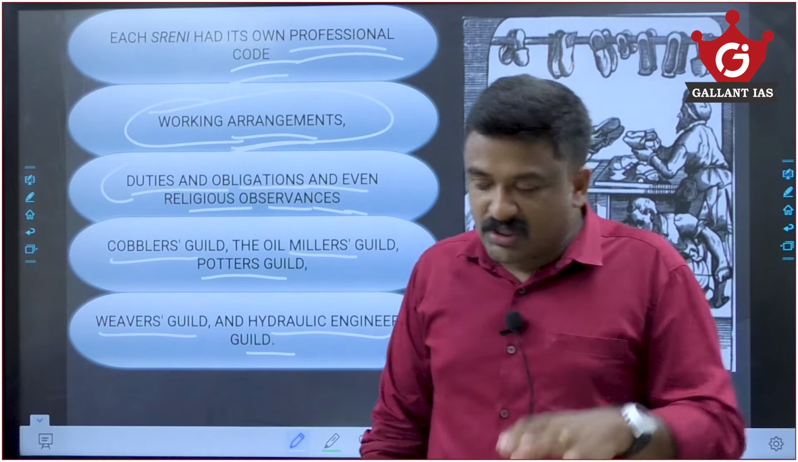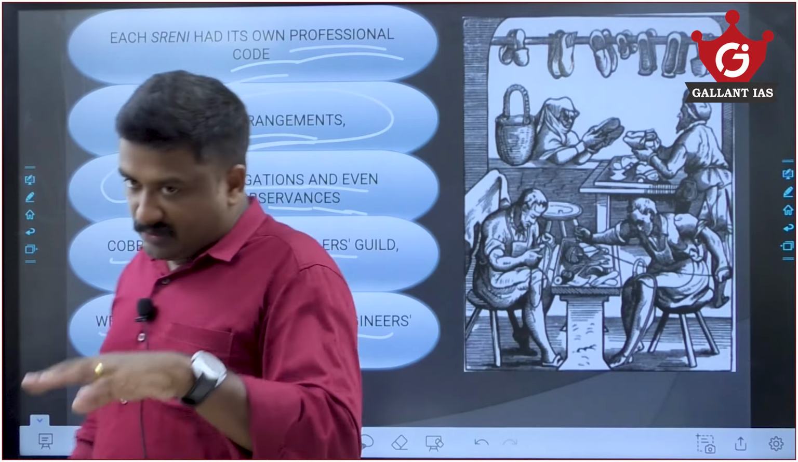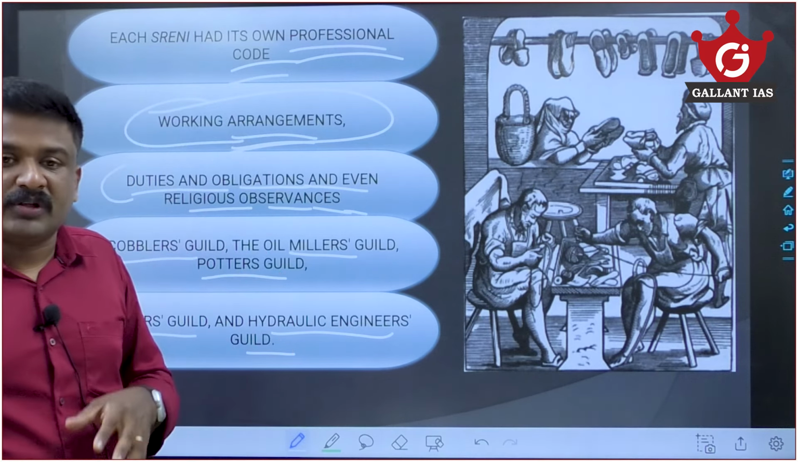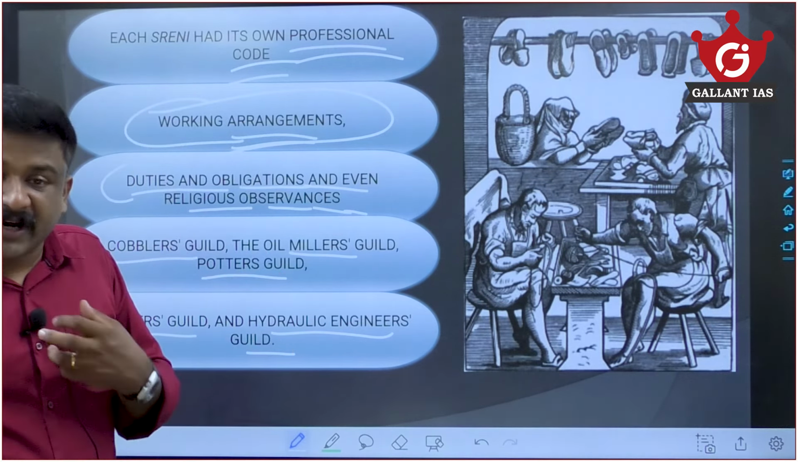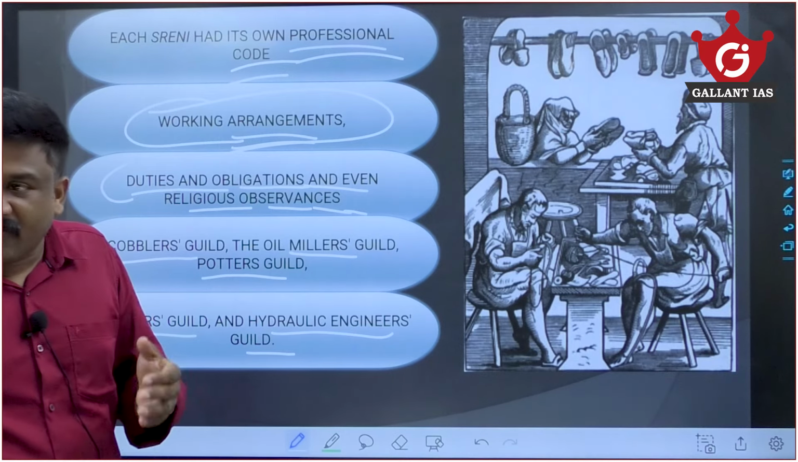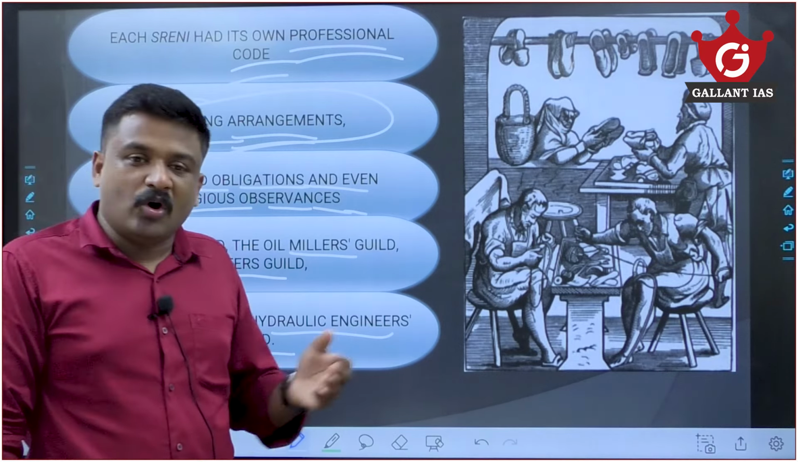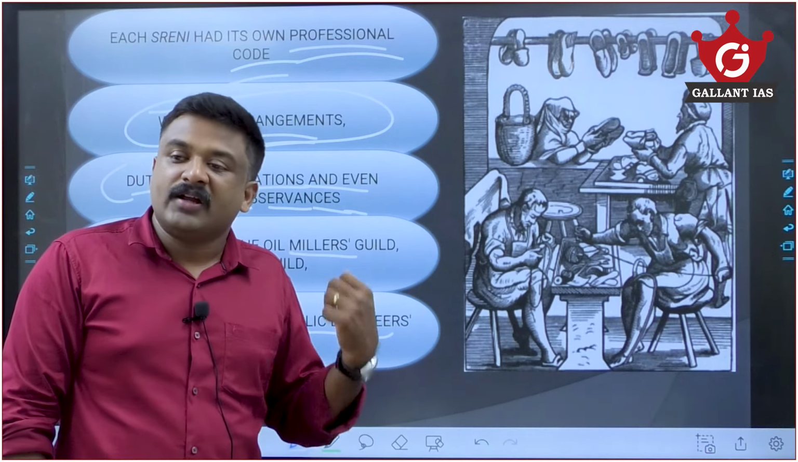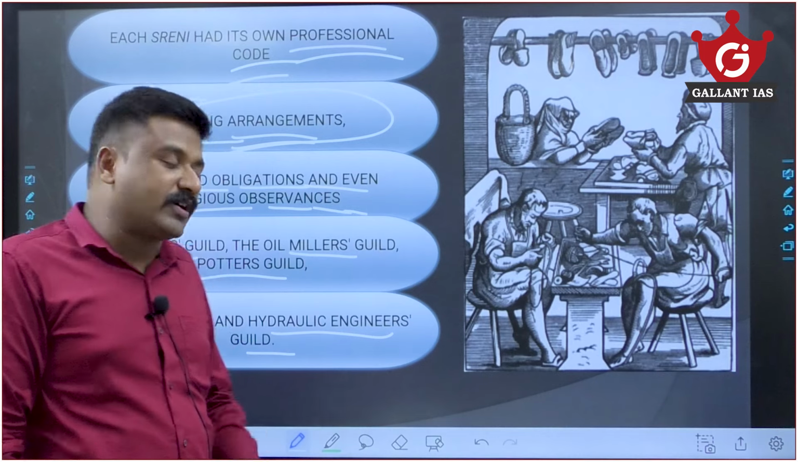So these guild systems were so strong. That is why, let me tell you, there was an ever-growing powerful trade system which existed in these centuries, from the mid of the 6th century BC to almost 300 AD, 400 AD. There is a powerful existence of these guild systems.